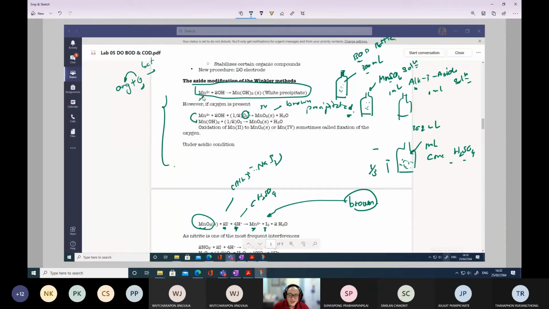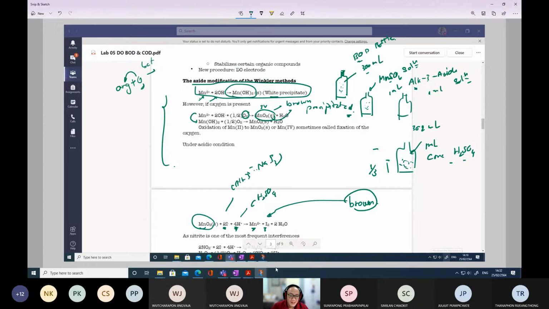Addition of the manganese solution is fine, but soon after you add the second solution, alkali iodide azide, you will see the clear white precipitate of manganese hydroxide. This one is the white precipitate, but this one is the brown precipitate. So it's completely different.